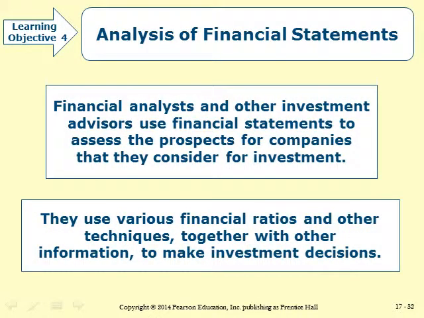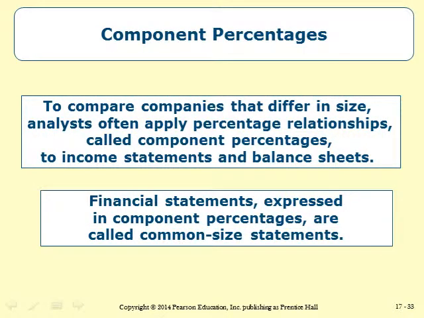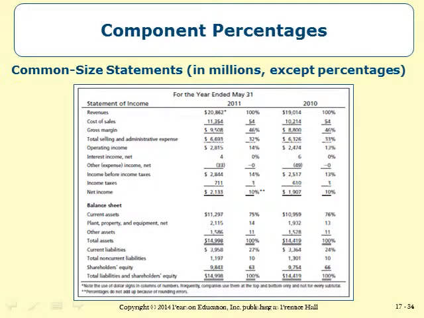So for financial statements to be useful, managers and investors need to be able to analyze and interpret the statements. Careful analysis of financial statements can help decision makers evaluate an organization's past performance and predict its future performance. Such evaluations help managers, investors, and others make intelligent, informed financial decisions. When comparing companies that differ in size, analysts often apply percentage relationships called component percentages to income statements and balance sheets. We call the resulting statements common size statements. This is an example of common size statements.